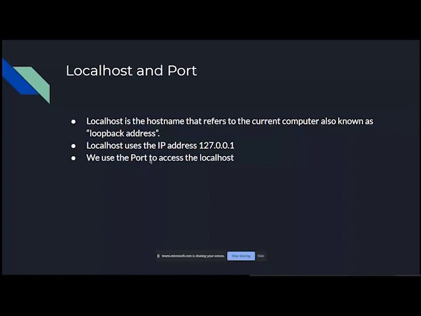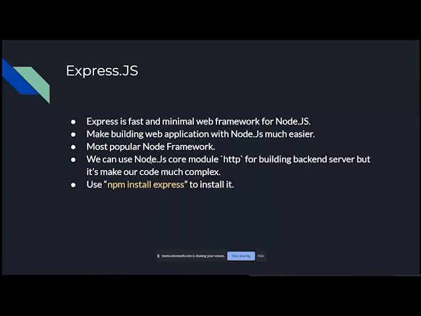Express is a fast and minimal web framework for Node.js. It's basically used for making web APIs, so we can build backend services and write the APIs using the Node.js core module named HTTP. But using that makes the code more complex, and some things are not available with HTTP. So we will use Node Express.js, which is a very light framework that we can use very easily.